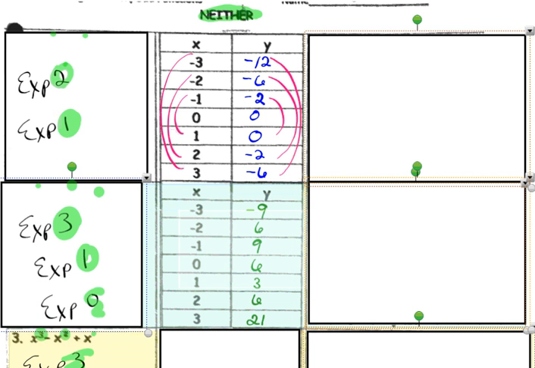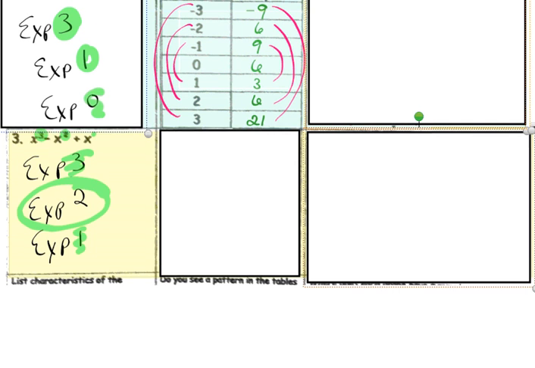Let's look at this one. Opposite values of x, okay, no. I don't get opposite values of y. I don't see anything else. Opposite values of x, no. Well, look at that. I got a 6 and a 6. Maybe I have a pattern here. But does it have to happen all the time? Opposite values of 3, no. Well, I don't get a pattern happening again. Okay. So let's look at this third one.